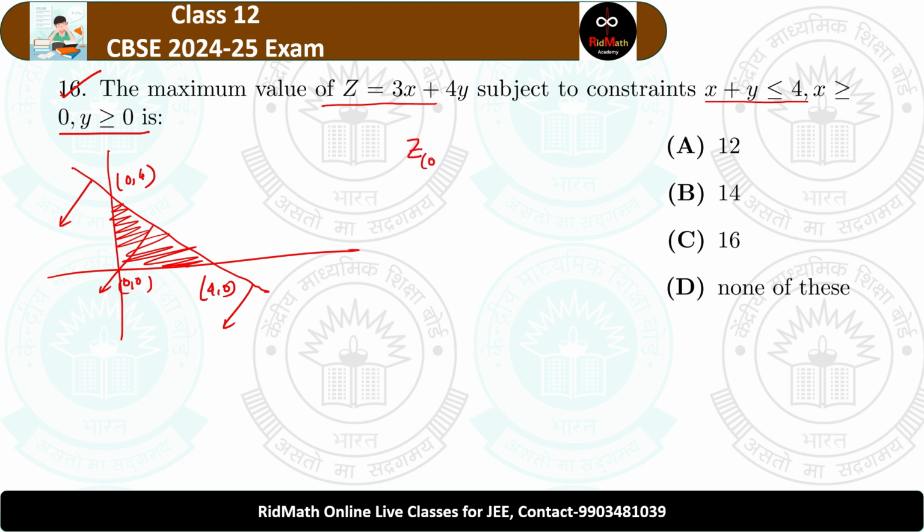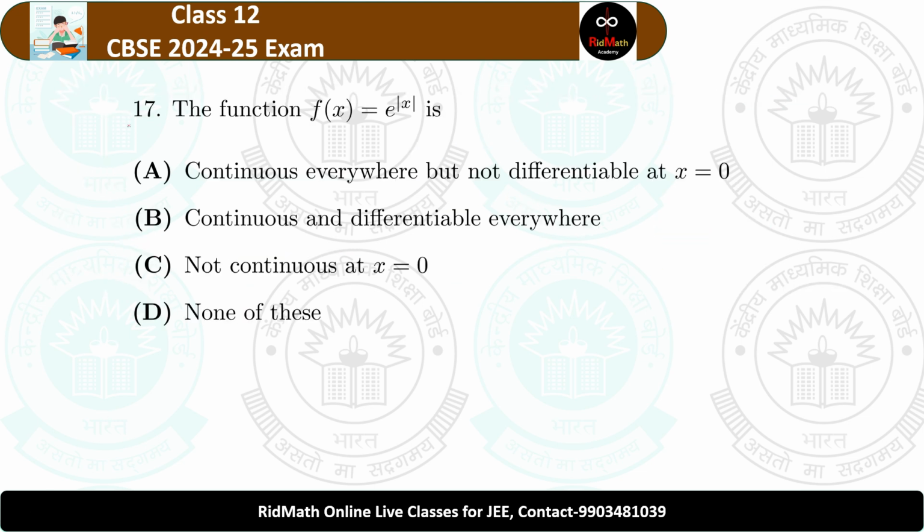So z at (0, 0) is equal to 0, not the maximum. z at (4, 0) is equal to 12, and z at (0, 4) is equal to 16. That means this is the maximum value, so option number C is correct. Next problem. Question number 17.